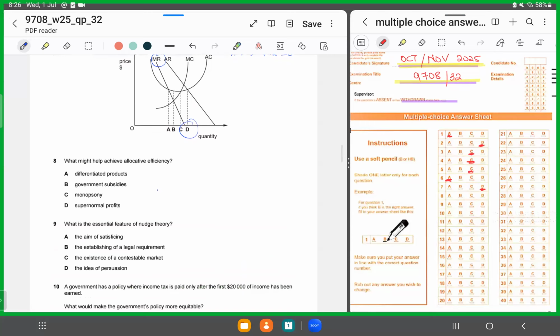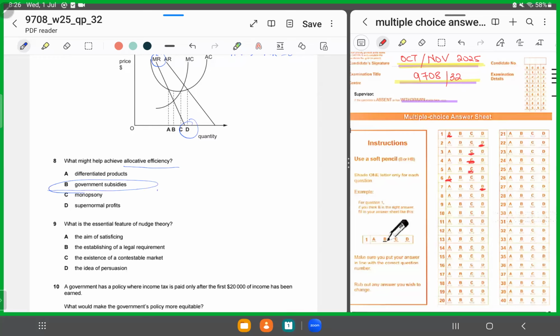MCQ number 8 says what might help achieve allocative efficiency. Now, allocative efficiency is when there is best utilization of economic resources. And when would that happen? When the government would be giving subsidies. Why? Because this way the government would be ensuring an increase in the consumption and the production for merit goods, right?